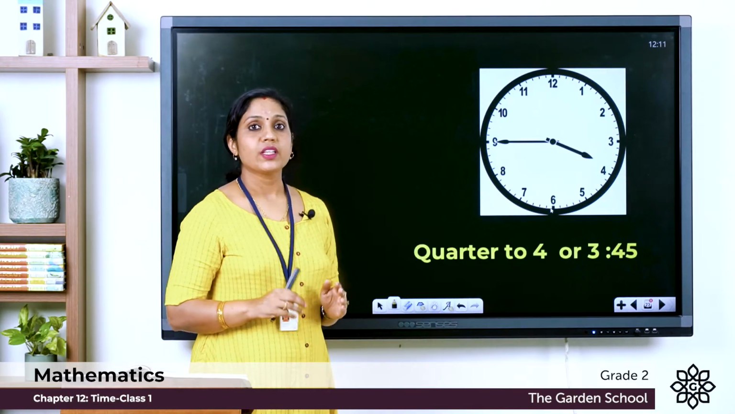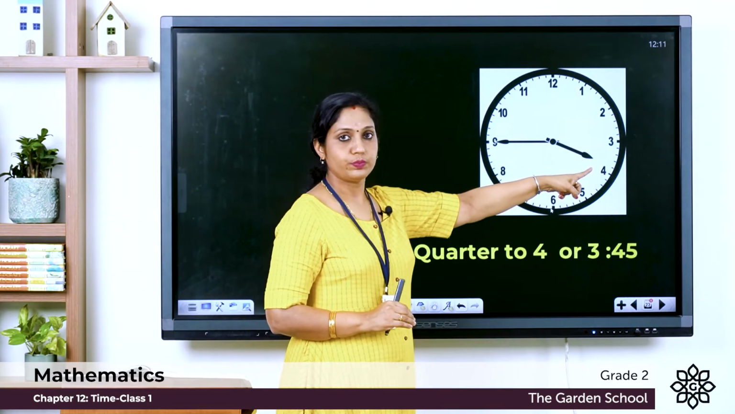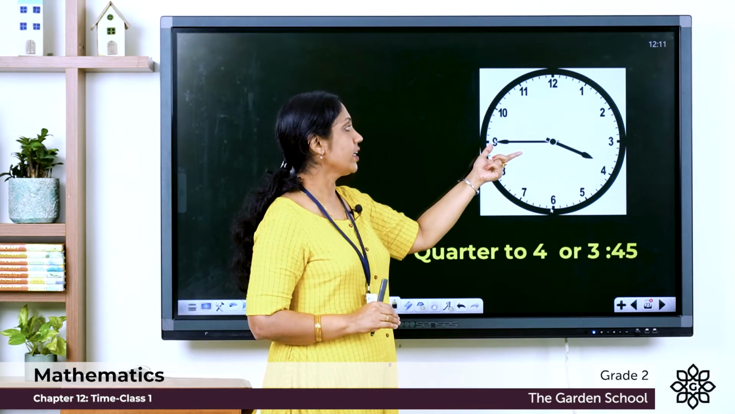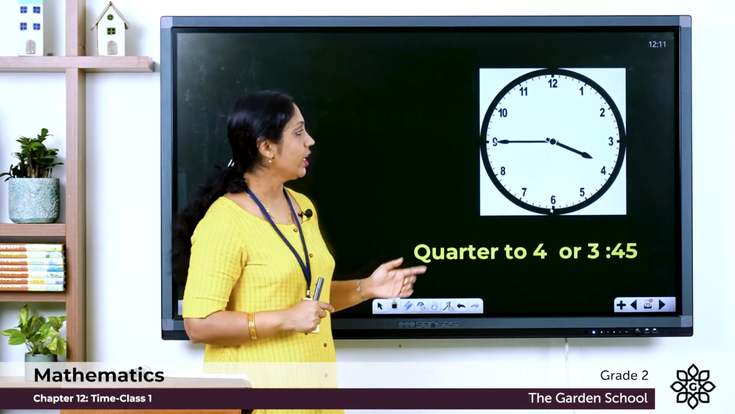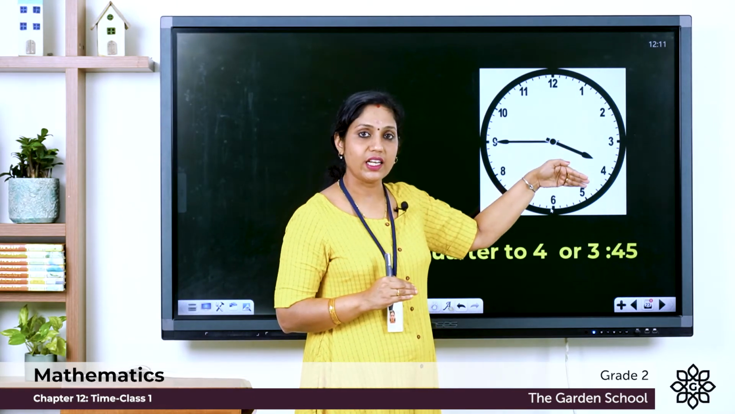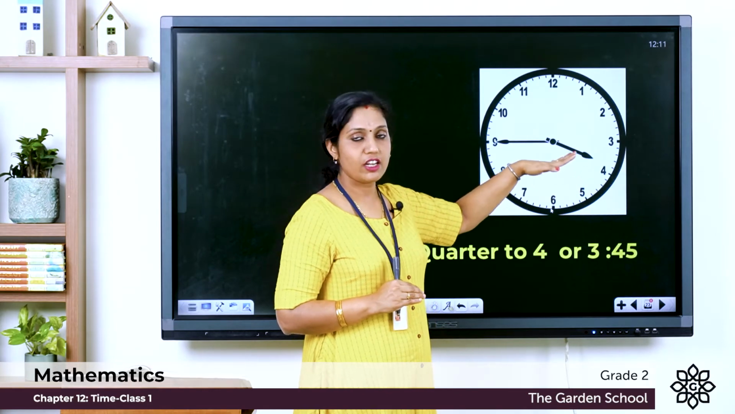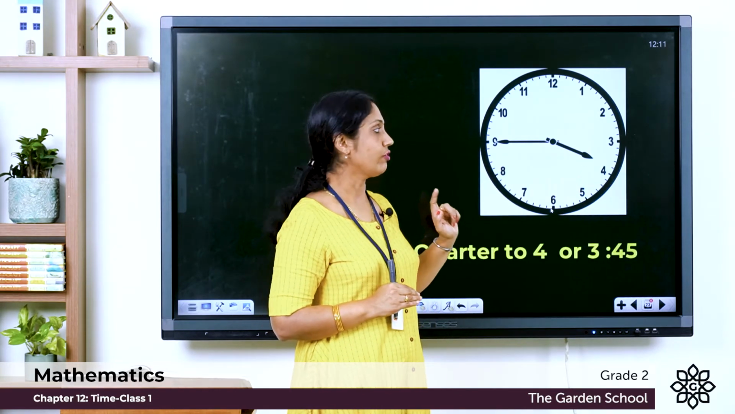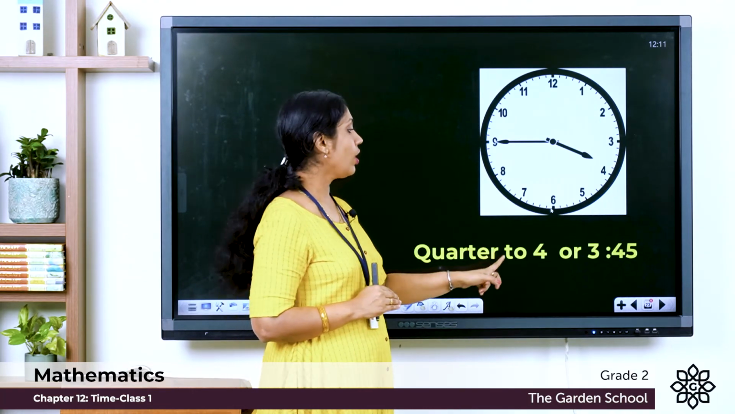Here you can see that the short hand, or the hour hand, is in between 3 and 4 and the minutes hand is on 9. So what is the time? It is 3:45. It is going to become 4 o'clock. That is why the hour hand has slightly started changing to 4. So you can read this time as 3:45, not 4:45. And also you can say this as 3:45 or a quarter to 4.